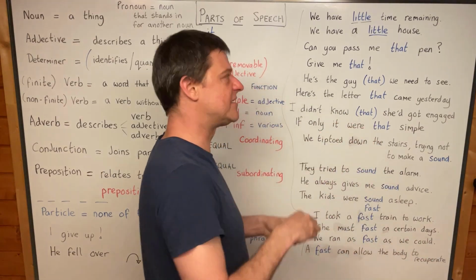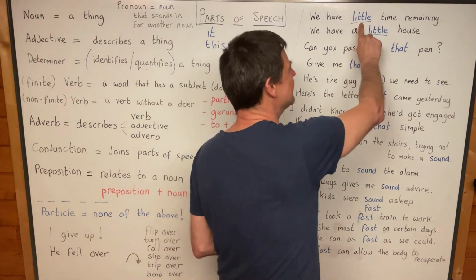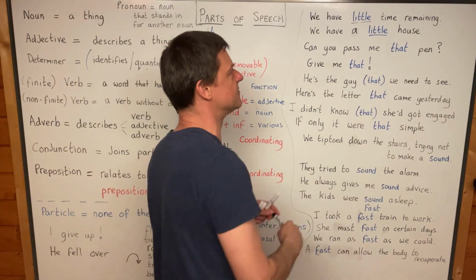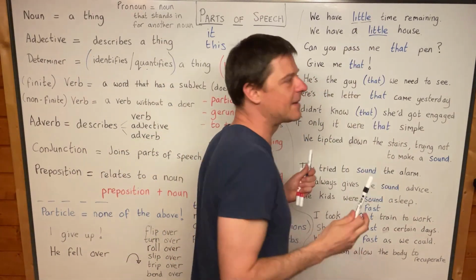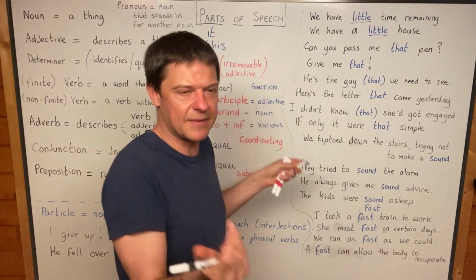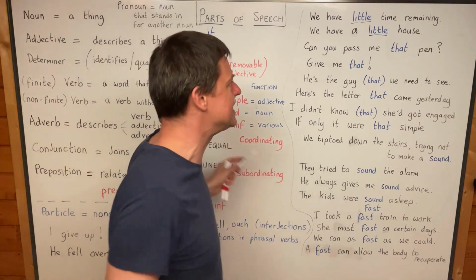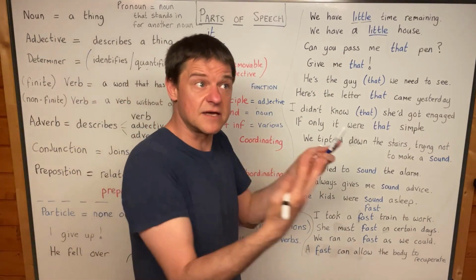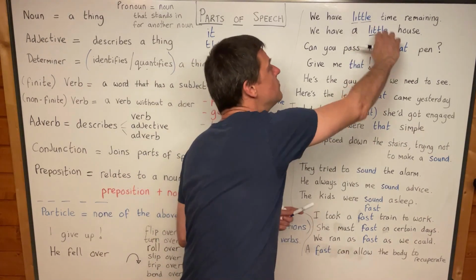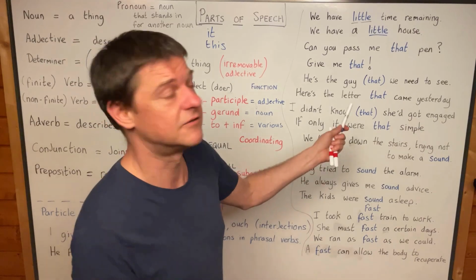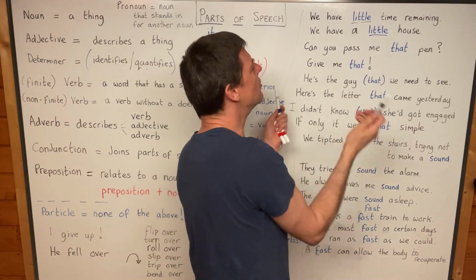And what I want you to notice is that this little is irremovable. It's more essential to the meaning of the sentence. You can't say we have time remaining and have it mean anything like we have little time remaining. It drastically alters the meaning. But with we have a little house, it's still correct that you have a house. You can remove little: we have a house, and we have a house and it's little, right? And so this little is not so essential.